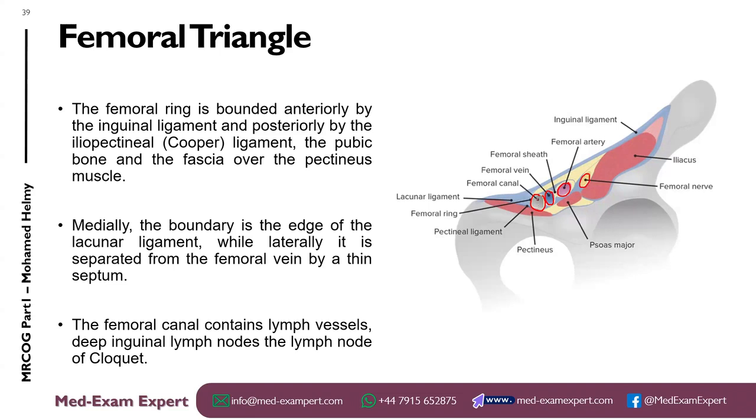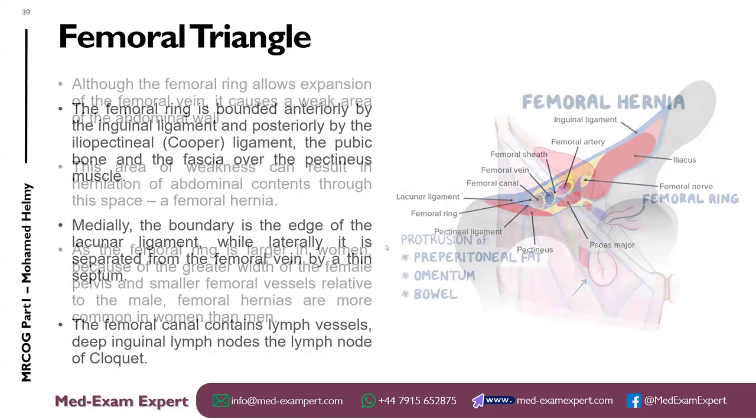This is the ring. The ring is bounded anteriorly by the inguinal ligament and posteriorly by the pectineal or the Cooper ligament. Medially, it's bounded by the lacunar ligament, and laterally it's separated from the vein by a very thin septum. And as I told you, the canal just contains some lymph nodes, and the largest one we call the lymph node of Cloquet.